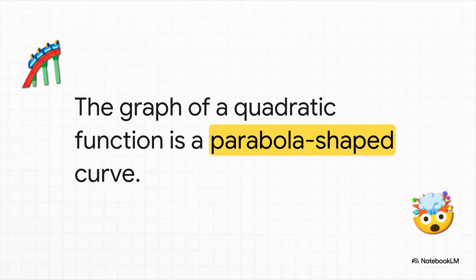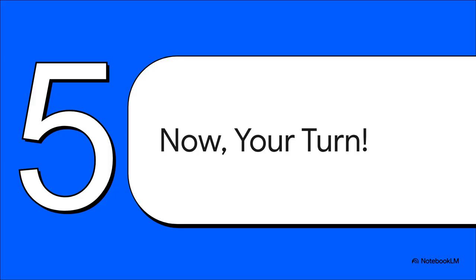And this isn't just a fun fact. These shapes actually predict things in the real world. That curve can map the exact path of a ball you throw through the air. Okay, you've seen how to crack the code.